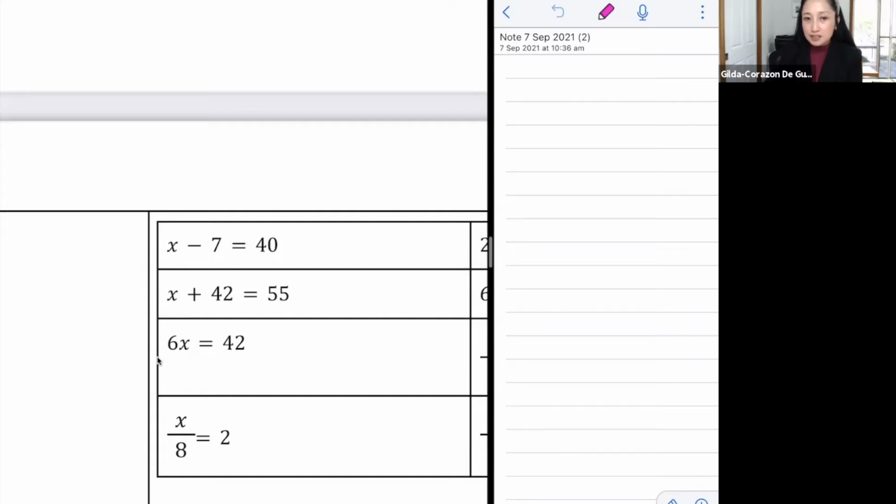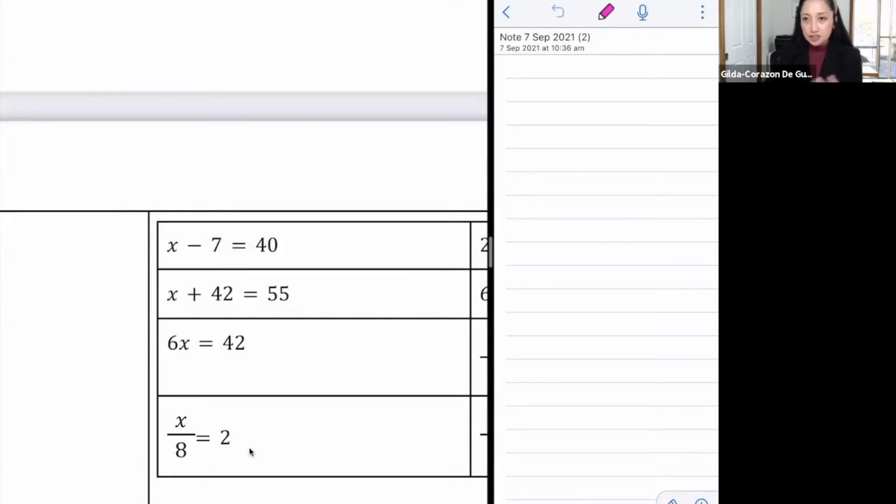The same thing with this one, but what's the meaning when you have 6x? 6x means 6 times x. So when you multiply a number by 6, you get 42. What's that number? 6 times 7 gives you 42, and therefore x is 7. How about something you divide by 8, you get 2. It's 16, because 16 divided by 8 gives you 2.